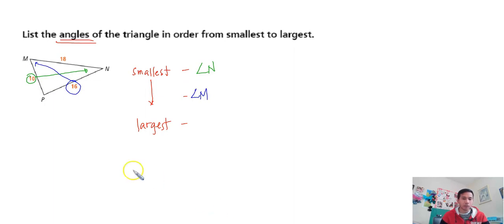The last one is 18, the largest, and opposite to 18 is angle b. Therefore, the list from smallest to largest angle is angle n, the smallest, then angle m, and then the largest is angle b. Next example.